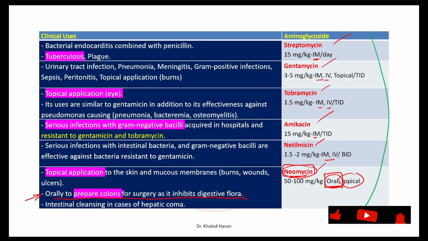So this is a very important topic related to the aminoglycosides. Which of the following aminoglycosides could be prescribed orally to prepare the colon for surgery, for example? Neomycin. Neomycin, we have it as a topical ointment or topical cream to apply to the skin, and normally it comes with polymyxin B. So we have neomycin and polymyxin B.